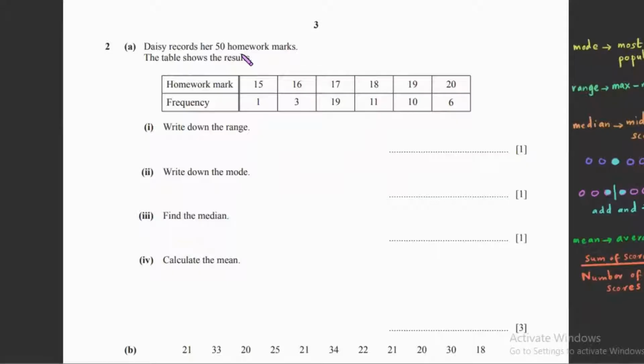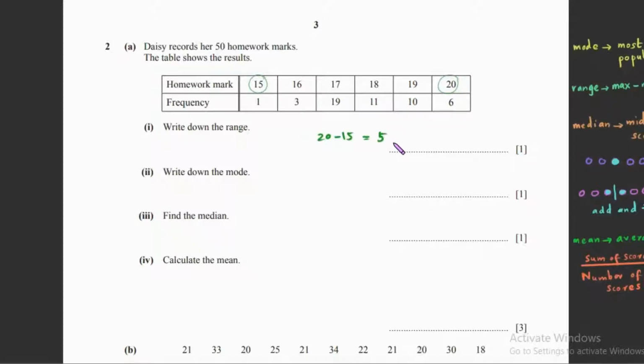Daisy records her 50 homework marks. The table shows the results. So this is the results of the homework marks. We need to write the range. So range is the difference between the highest and the lowest value, or the difference between the maximum and the minimum value. The maximum value is 20, the minimum value is 15. So when we check the difference between these two, that is equal to 5.